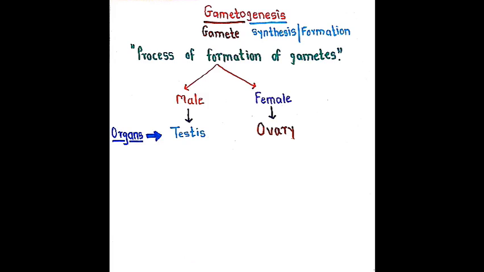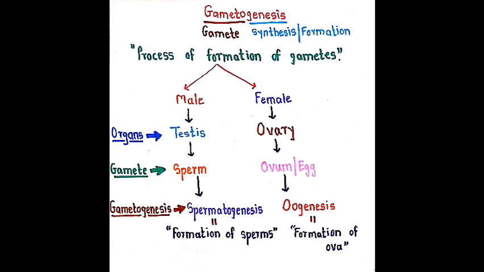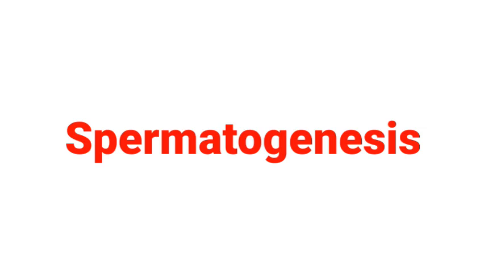In case of male, gametogenesis occurs in the testes, while in case of female, gametogenesis occurs in the ovary. The male gamete is sperm, while the female gamete is ovum or egg. In male, formation of sperm is known as spermatogenesis, and in female, formation of ova is known as oogenesis. In this lecture, we are going to study about spermatogenesis.